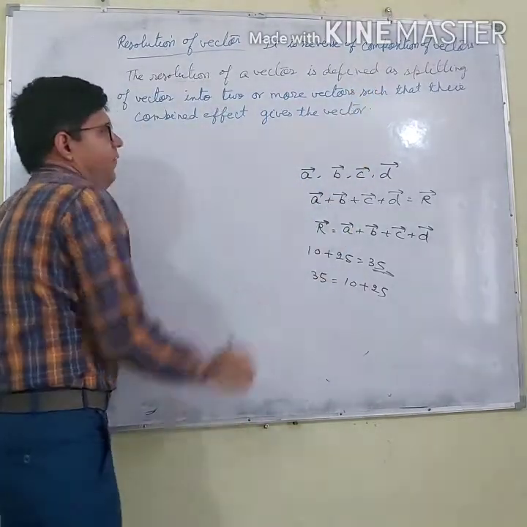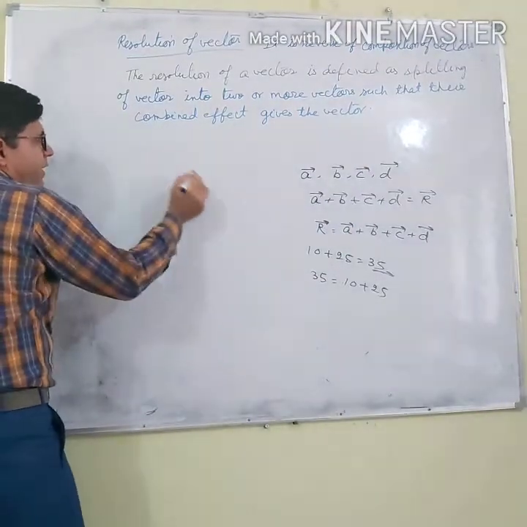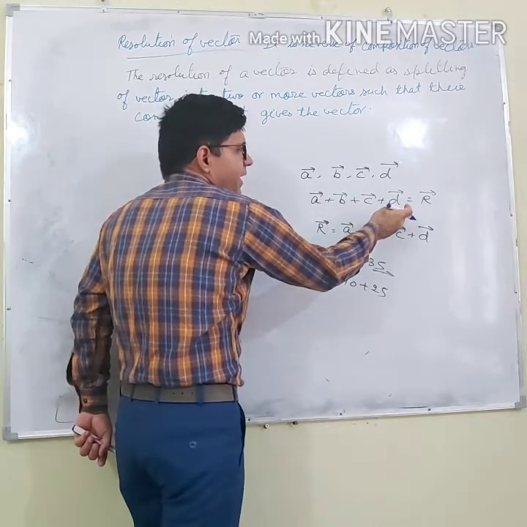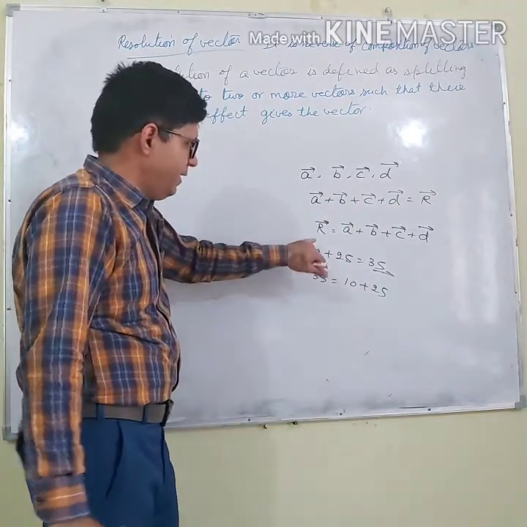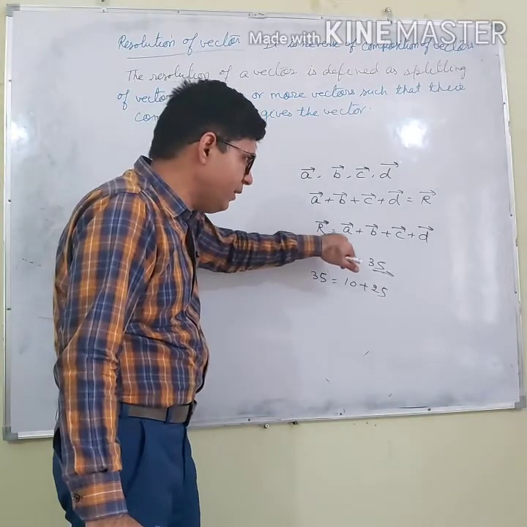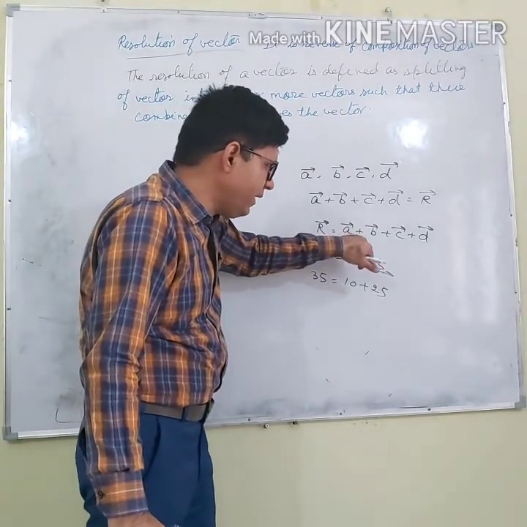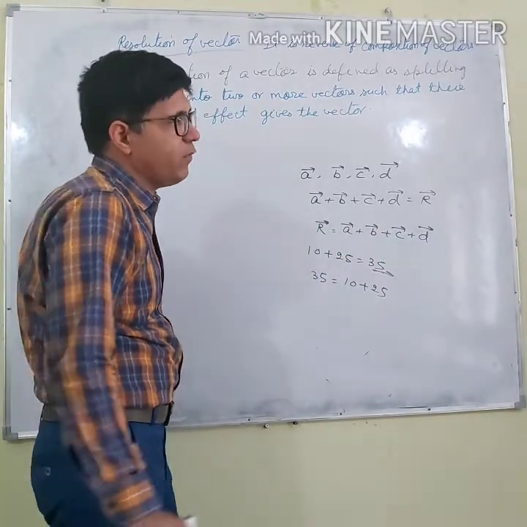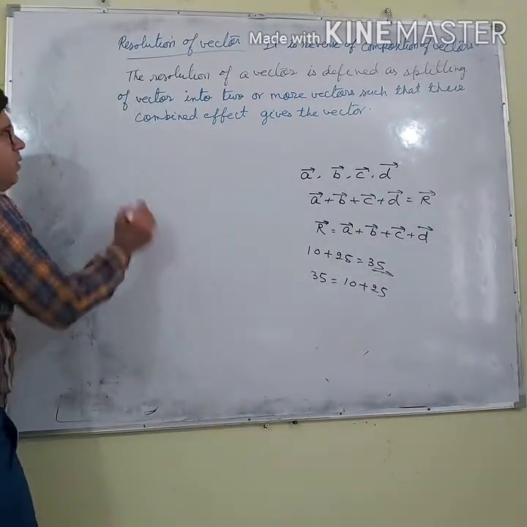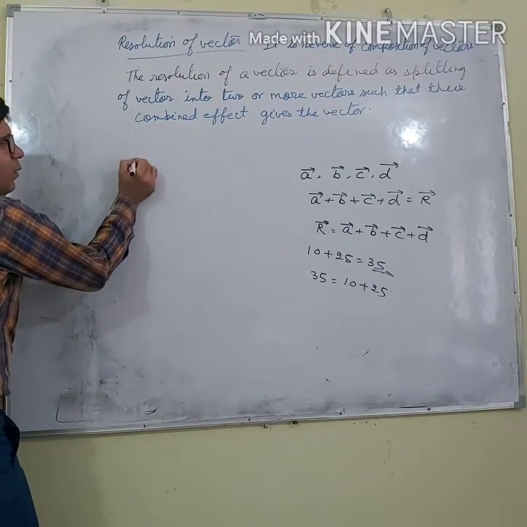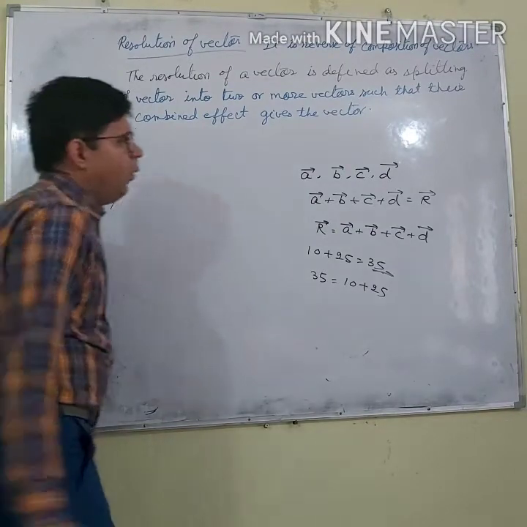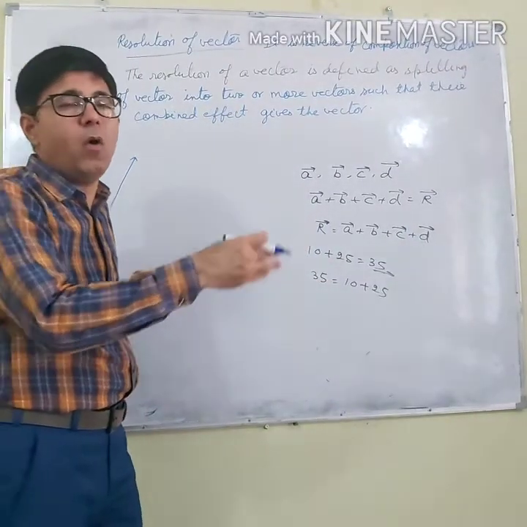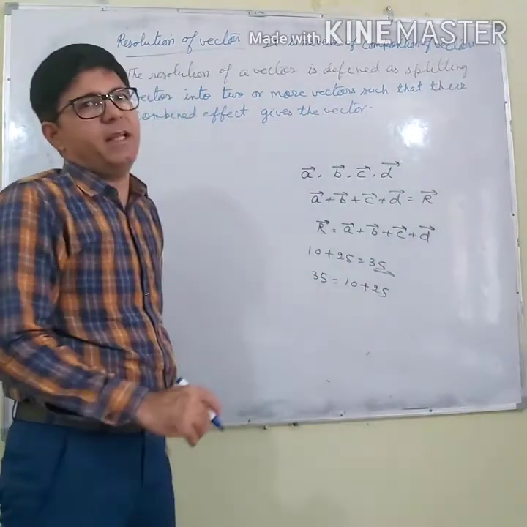Right? If I say that A, B, C, D, when they are added, give vector R, and if I split the vector into the vectors A, B, C, D, then this process is the resolution of the vectors. So my target is to find these vectors. And what are these A, B, C, D called? These vectors are called the components of the vector R.